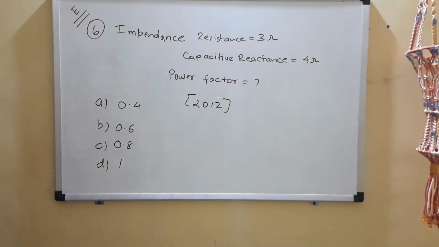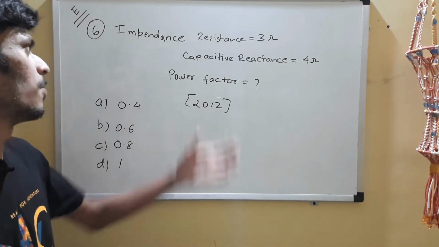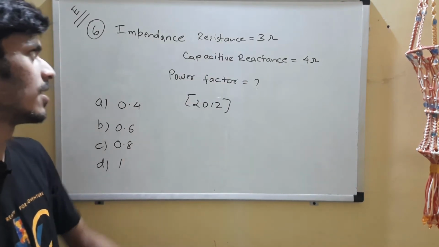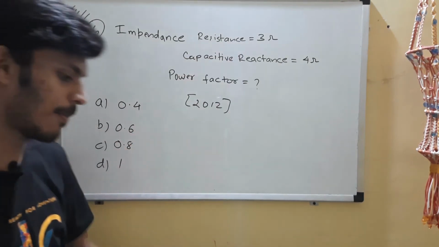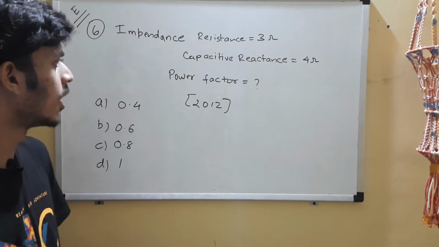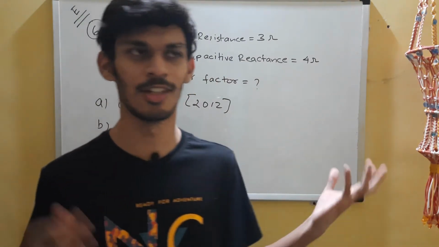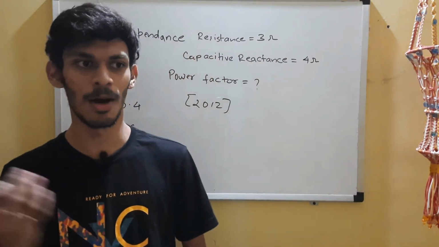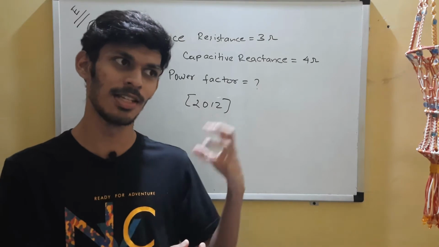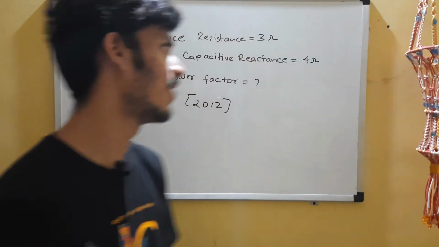So question 6 over here. In this question, you are given that the impedance of a circuit is in the form of resistance and capacitive reactance. Resistance is 3 ohms and the capacitive reactance is 4 ohms. So basically it may be a CR circuit. Here you are supposed to find the power factor. Now what is this power factor? Remember, we discussed power in one of the questions previously. We wrote power as Vrms Irms into cos phi. Now this cos phi is nothing but the power factor over here.